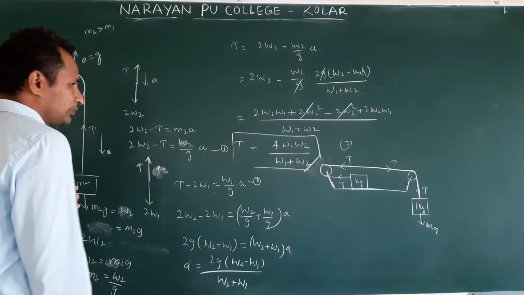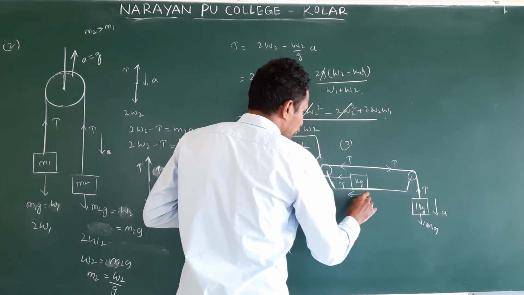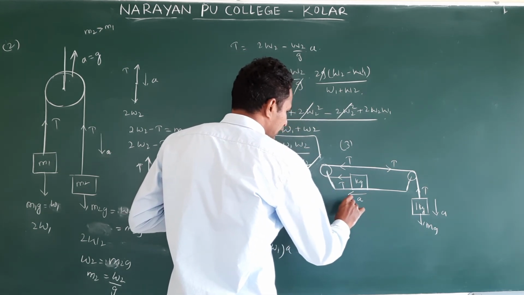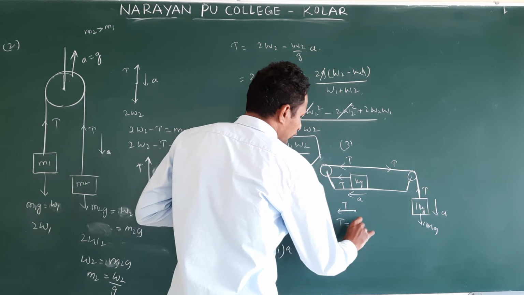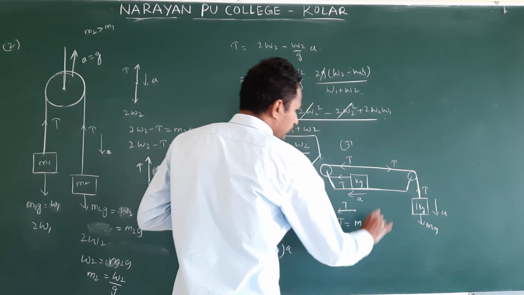Same string. So if it has acceleration downwards, A, then this moves with acceleration A. From this equation, now you write the free body diagram. Only tension acts in this direction. So tension is equal to MA. This is nothing but T is equal to 1A.